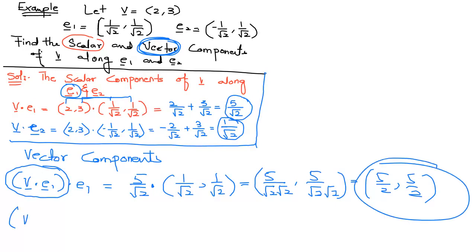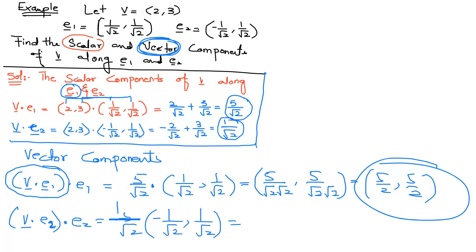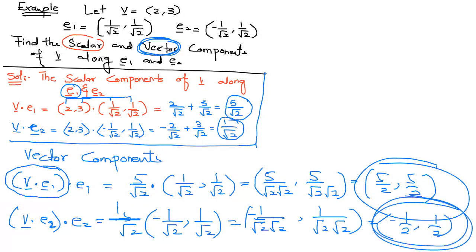Similarly, you can find the second one, V dot E2 times E2, which is equal to what? 1 divided by square root of 2 times (minus 1 divided by square root of 2, 1 divided by square root of 2). If you multiply, you will get minus 1 divided by square root of 2 times square root of 2, and 1 divided by square root of 2 times square root of 2, which is equal to minus 1 divided by 2 and 1 divided by 2. And this is the second vector component.